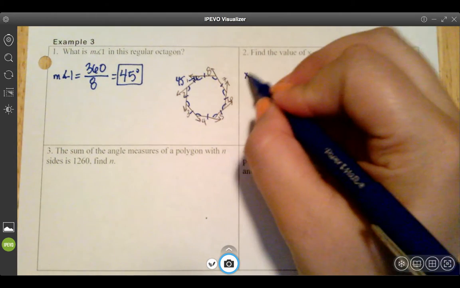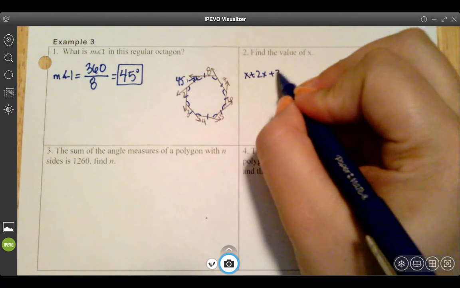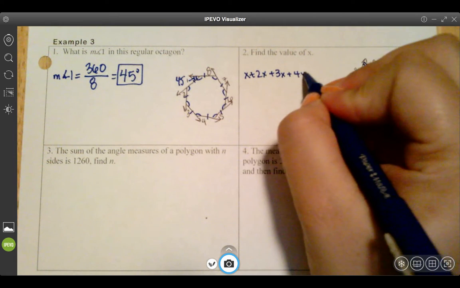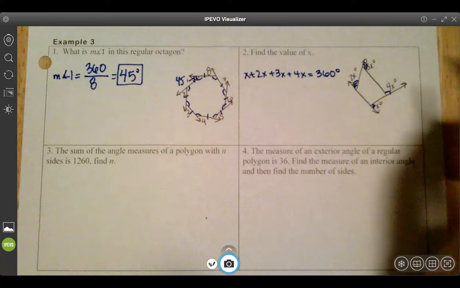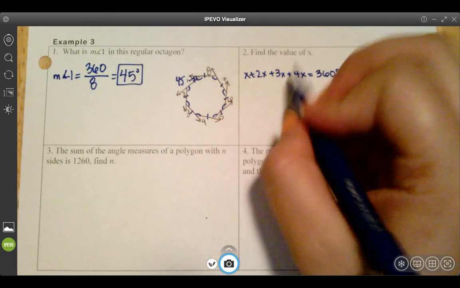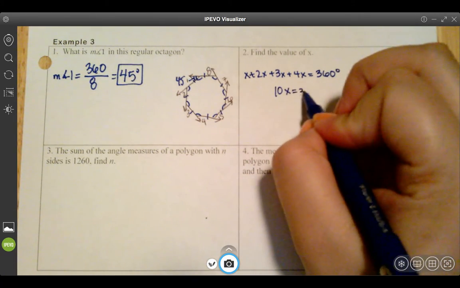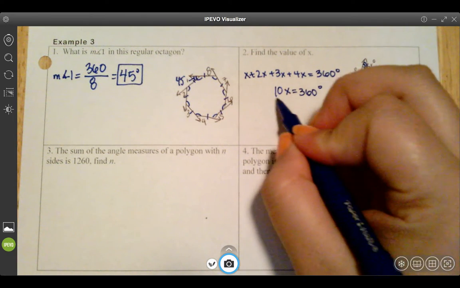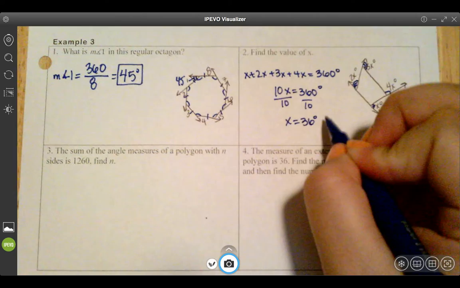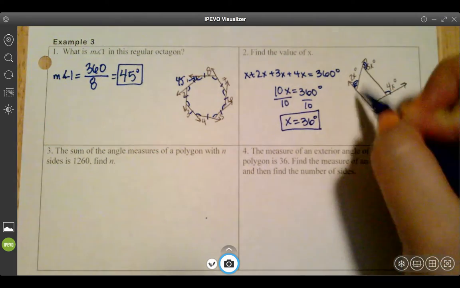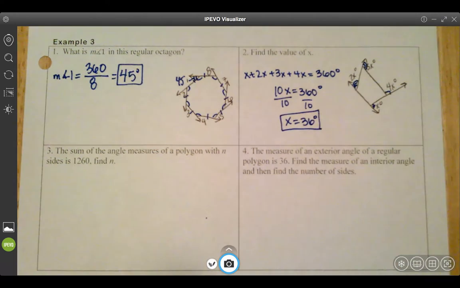So we have x plus 2x plus 3x plus 4x equals 360 degrees. So that's 3, 6, 10x equals 360 degrees. Divided by 10, x equals 36 degrees. I didn't have to find all the angle measurements, just x. So then we're done with that one.